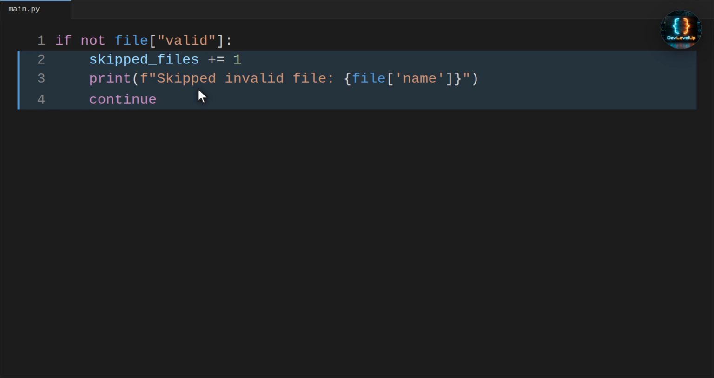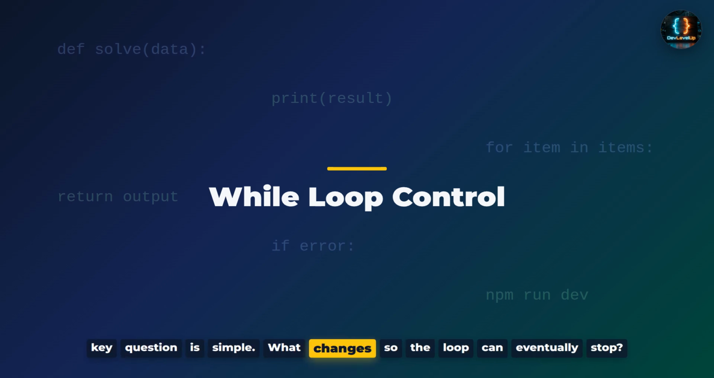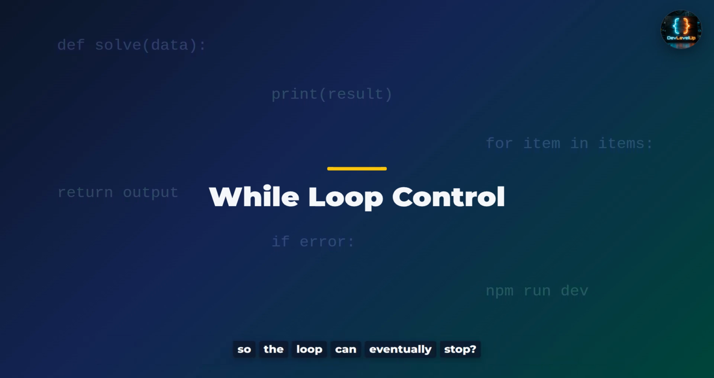The better habit is to put counters, logs, and cleanup before continue when they belong to the skipped item. Use continue to leave the branch, but do not hide required work below it. Next, we move to while loops. The key question is simple. What changes so the loop can eventually stop?